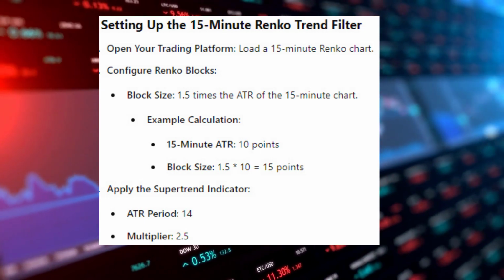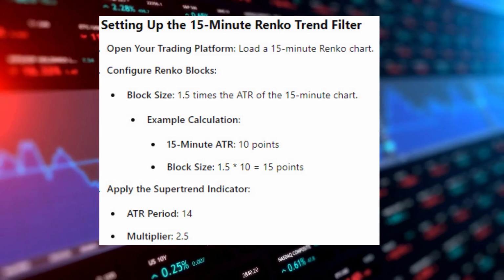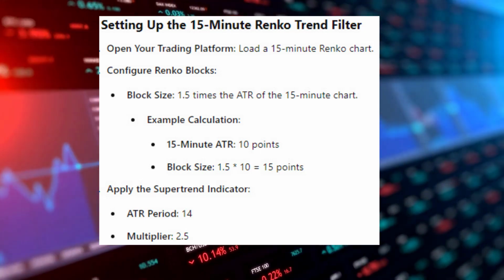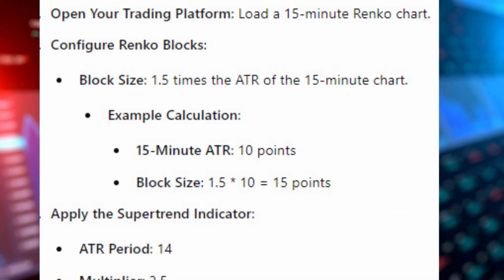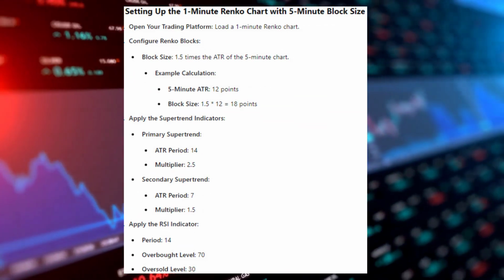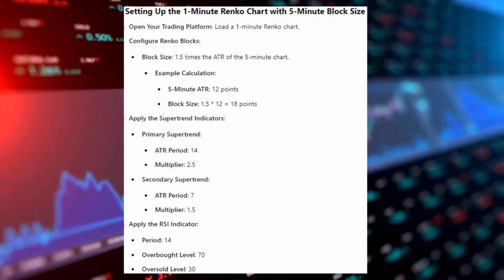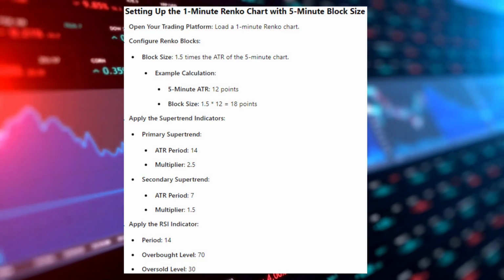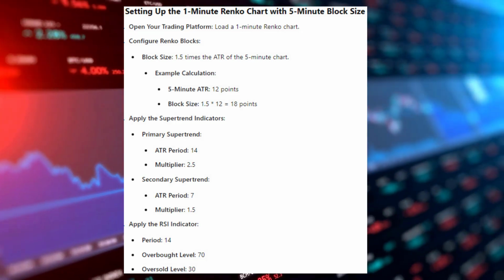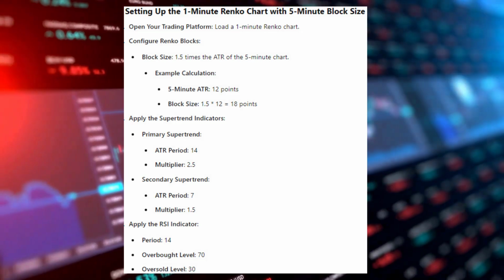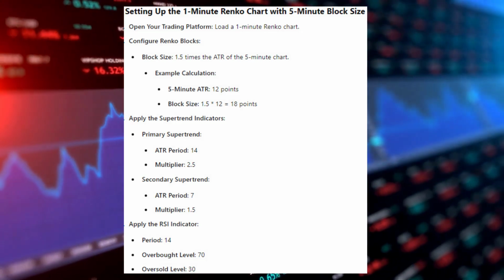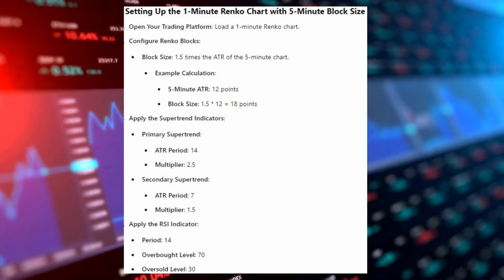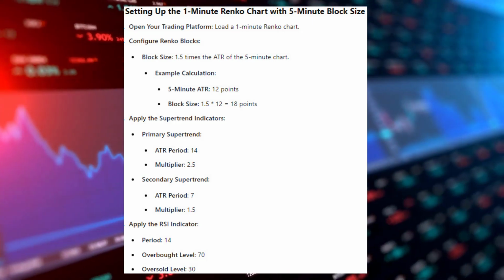To configure the Renko blocks, 1.5 times the ATR of the 15 or 45 minute chart, and the super trend indicator, as we know, 14 and 2.5. I'm setting up the 1-minute Renko chart with a 5-minute block size. We obviously got to open the trading platform, load the 1-minute Renko chart, configure the Renko blocks. It's 1.5 times the ATR of the 5-minute chart. Then we're going to apply the super trend indicators, the primary and the secondary, with those inputs, as you can see on the screen there, and then the RSI set to 14 periods.